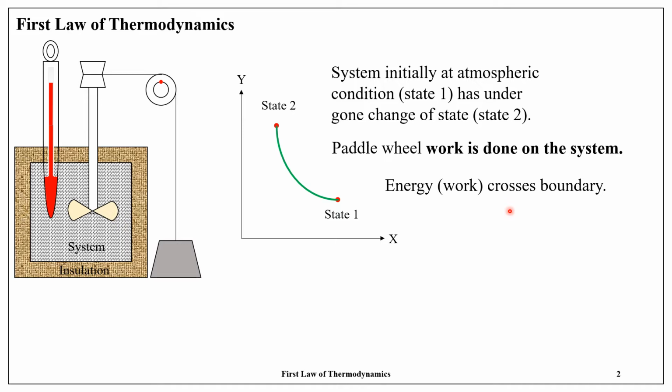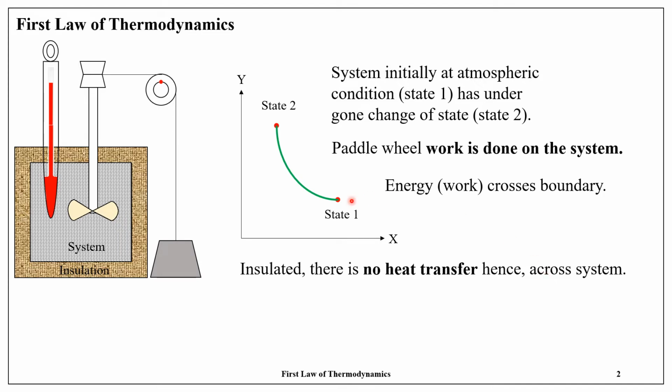As we said earlier, what about heat? The system is insulated. There is no heat transfer across the system. But we noticed a rise in temperature reading on the thermometer. So temperature rises. Why does it rise?